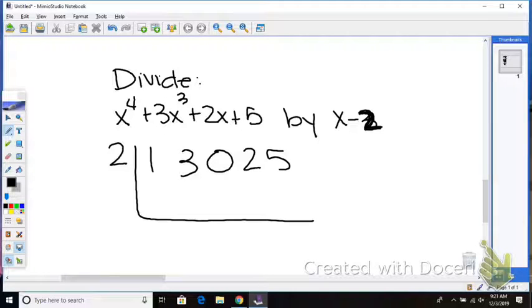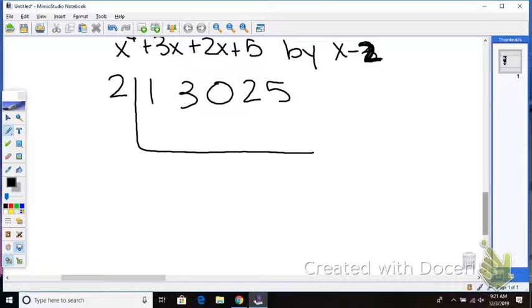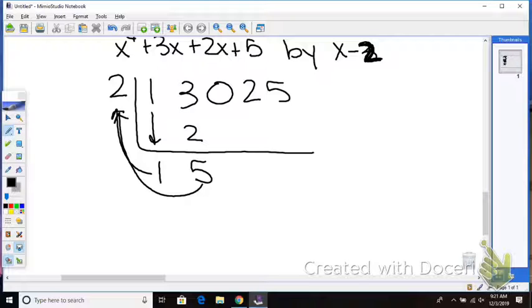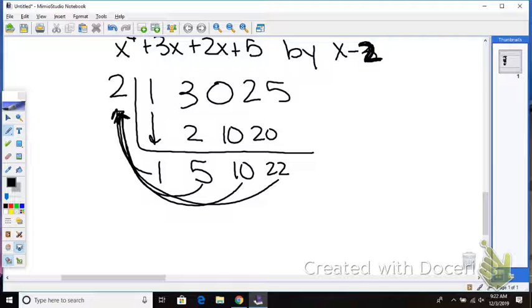I'll pull this up so you can see it. Okay, first step, bring my 1 down. Multiply 1 times 2 is 2. Add these together, you should have a 5 for your next column. 5 times 2 is 10. 0 plus 10 is 10. 10 times 2 is 20. 20 plus 2 is 22. 22 times 2 is 44. 5 plus 44 is 49. You can tell I made this problem up.